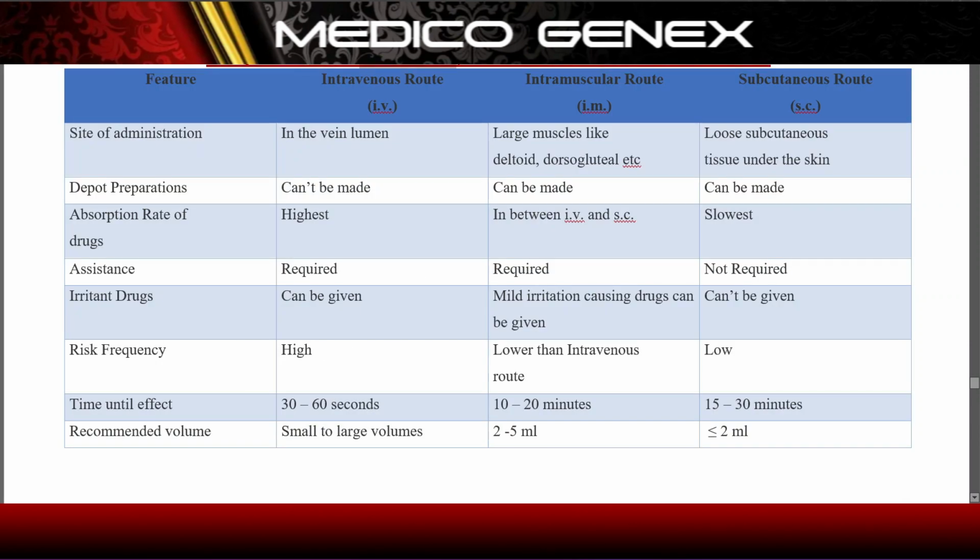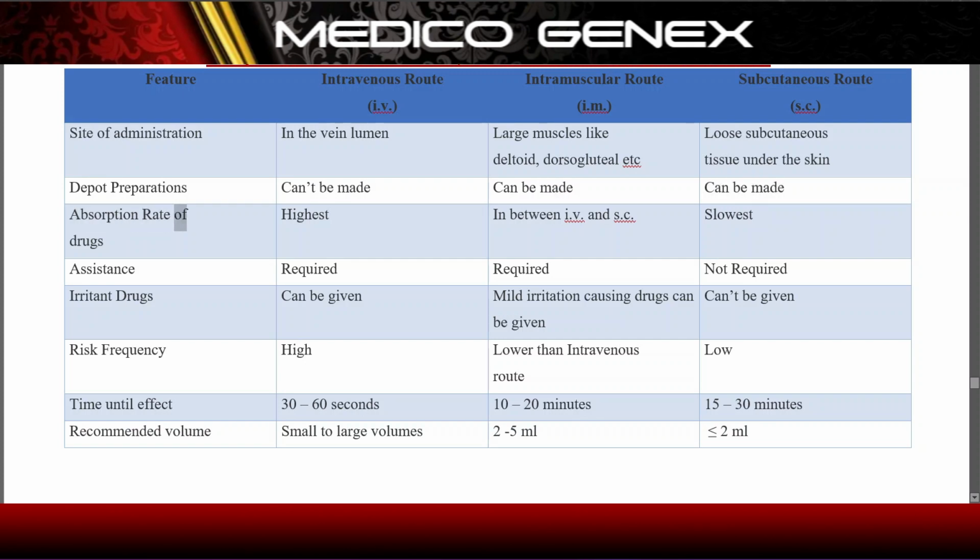Comparison of the intravenous, intramuscular and subcutaneous route. Feature: Intravenous route (IV), Intramuscular route (IM), Subcutaneous route (SC). Site of administration: in the vein lumen; large muscles like deltoid, dorsogluteal etc.; loose subcutaneous tissue under the skin. Depot preparations: can't be made for IV; can be made for IM and SC.